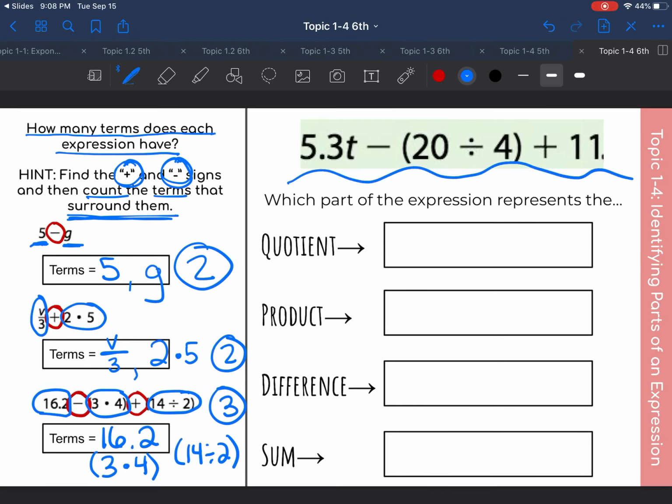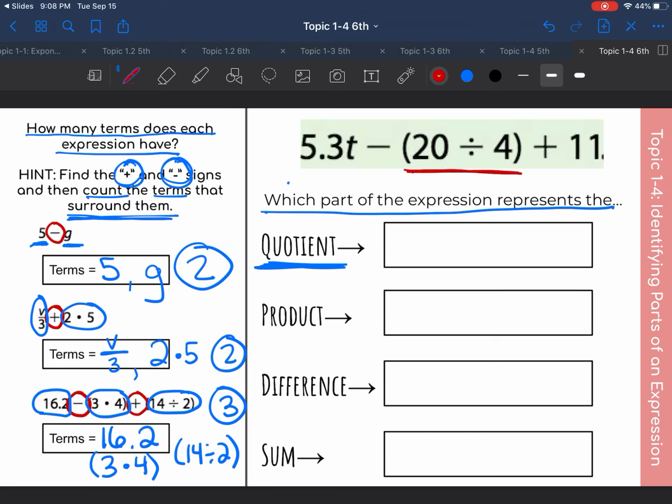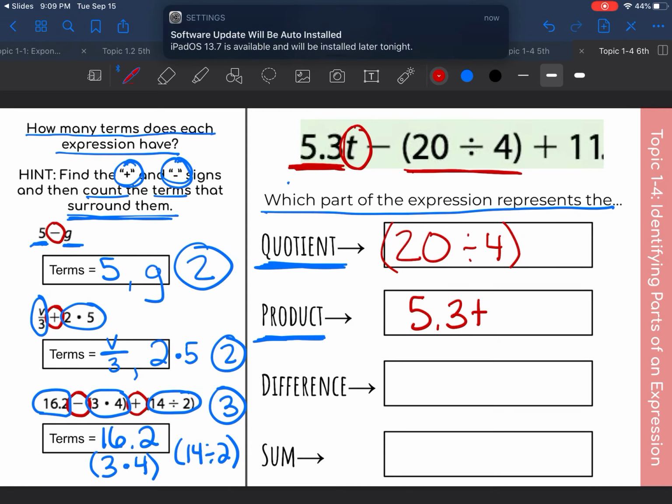And then lastly, we're just going to, again, practice with this expression, identifying parts of it. So which part of the expression represents the quotient? We talked about these phrases yesterday. Quotient stands for division. So the quotient is right here. So the quotient is 20 divided by 4. That part of the expression represents the quotient. The next part, it's product. And product, we learned, stands for multiplication. So product, again, a way to show multiplication is to have this number, and we just learned that this number that's in front of the variable is called a what? It's called a coefficient. So you can show multiplication when the coefficient and the variable are smushed together. So this term represents the product.